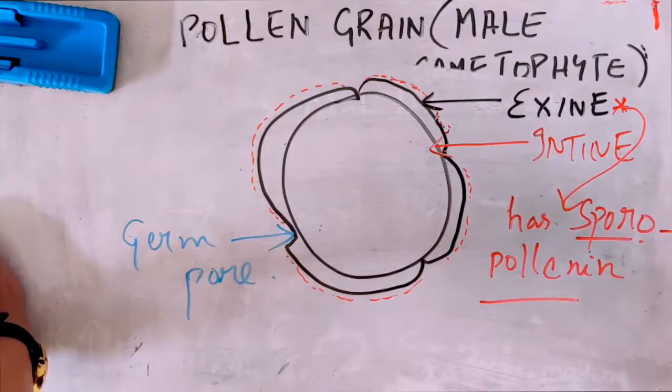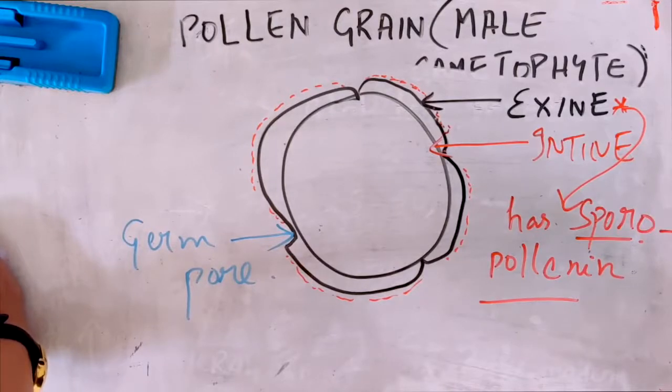Exine is the outer layer, intine the inner layer. Exine has what? Sporopollenin. What is sporopollenin? It is the most resistant organic material. The pollen grains have to be protected, covered, so that they are not damaged. Sporopollenin is so resistant that high temperature, strong alkalis and acids, they can resist all those, so this is very important.